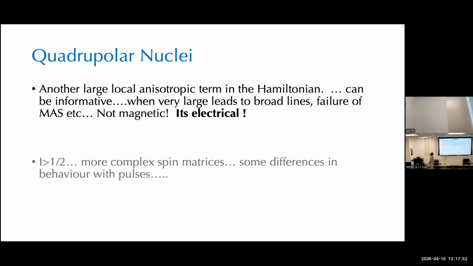So let's talk about the fact that there's a quadrupole interaction before we talk about the implications of the three levels. I'm treating them as separate topics. The idea that you have more levels, and what that does to your pulse sequences and coherences, will be towards the end, maybe tomorrow. So there's another large local anisotropic term in the Hamiltonian, and it can be very informative, but also it's very, very large, and it could lead to failure of the experiment. There are a lot of different directions this could go in terms of practical interest. But remember, it's not a magnetic interaction, it's an electric interaction.